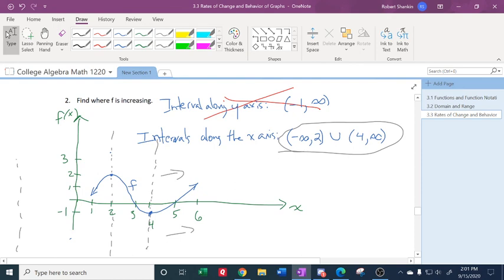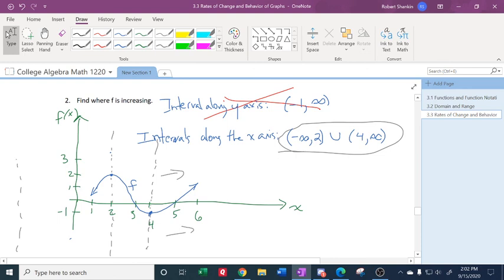Now, you might have a question of, well, what about at 4 itself? Well, at 4 itself, notice the graph isn't going uphill, nor is it going downhill. It's at the very bottom of the hill. It's transitioning right there. We wouldn't say that it's decreasing, nor would we say it's increasing. So we don't include that. That's why it's a parenthesis instead of a bracket. Same thing at 2. Right at 2, the tangent line, if the line just nicks the curve, would be horizontal right there. It's not going uphill, it's not going downhill, so it's transitioning from one to the other.